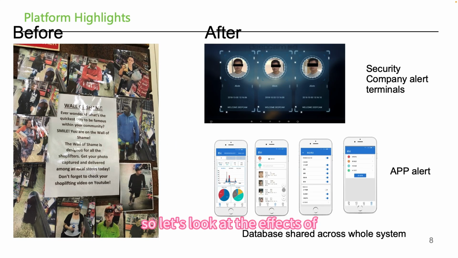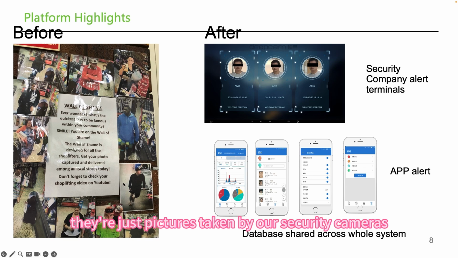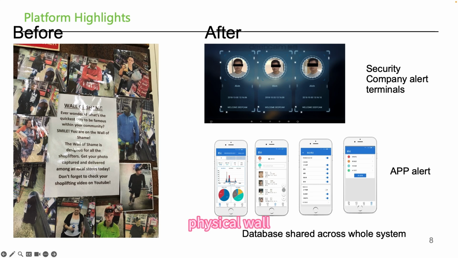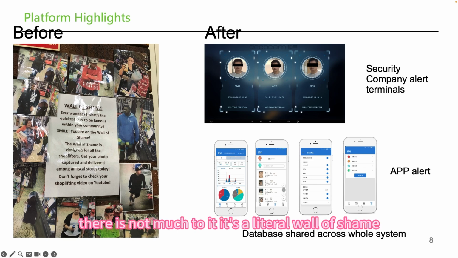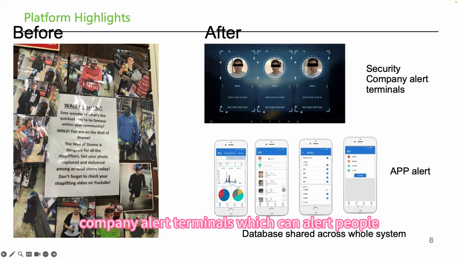So let's look at the effects of our platform, shall we? Before, we had the wall of shame, which is just pictures taken by our security cameras on a physical wall. There is not much to it. It's a literal wall of shame. But after that, we have security company alert terminals, which can alert our security to a person's presence. We also have app alerts and a database for our system, a database of pictures and other things, which is shared across the entire system.